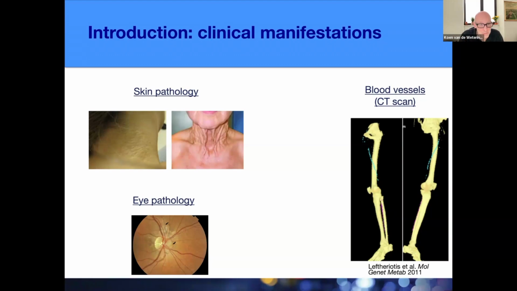And what PXE patients fear most, at least that's what I've always been told, so correct me if I'm wrong, is actually what's happening in their eyes. Because due to the calcification, which also happens in the eyes, PXE patients tend to lose visual acuity over time, at least if the disease goes untreated.